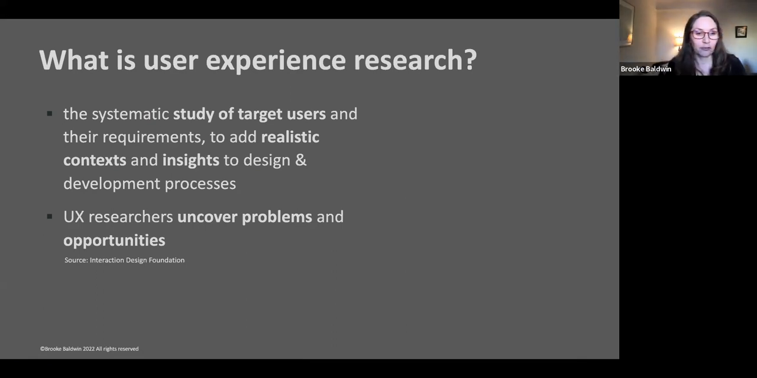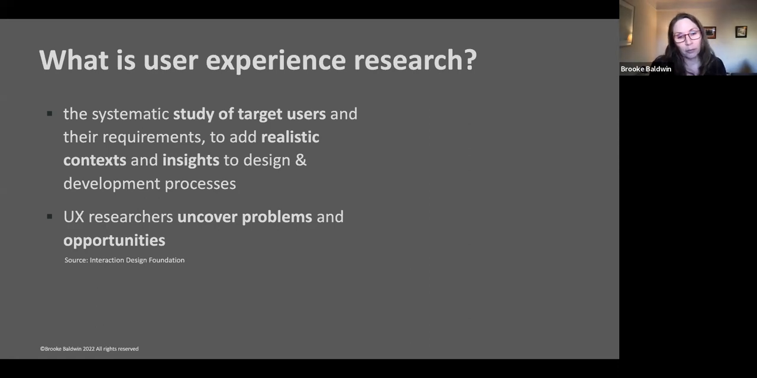Here's a definition from the Interaction Design Foundation. What they say is that user experience research is a systematic study of target users and their requirements to add realistic context and insights to the design and development process, and that user researchers are meant to uncover problems and opportunities. I would say that kind of aligns with how I think about user experience research.